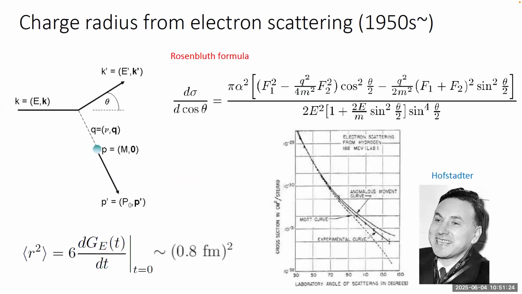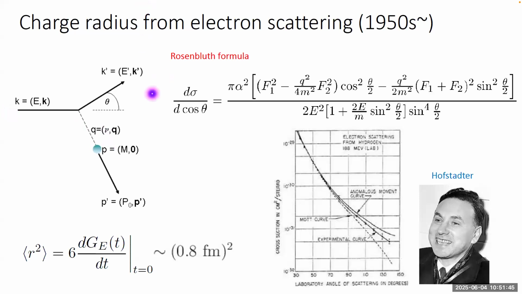All right, so you can actually measure this in experiments. This was first done by Robert Hofstadter in the 1950s. This is basically the elastic scattering from the proton. So you have electron-proton elastic scattering, and you know this famous Rosenbluth formula.